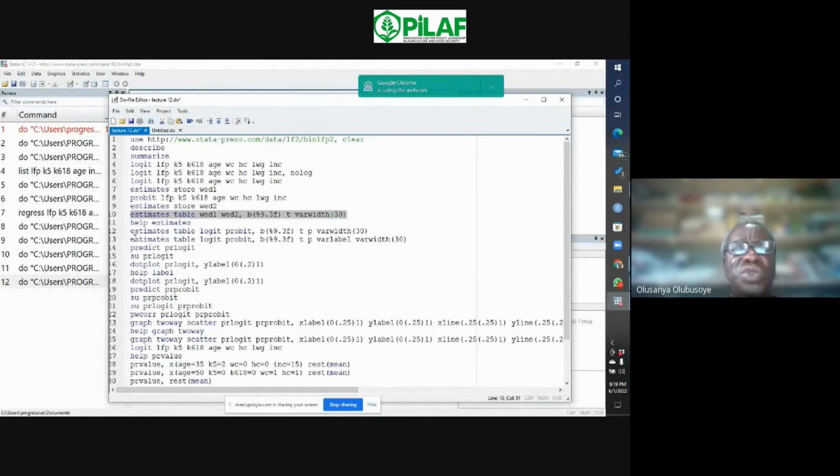I'm even going to use another. I'm going to jump to line 13 now. So I'm going to use word 1 here, and I'm going to use word 12 here. You will see I'm going to have more detail because it will include the t, the p-value, the variable label, and then make the variable width to be 30. It's going to be more detailed here.